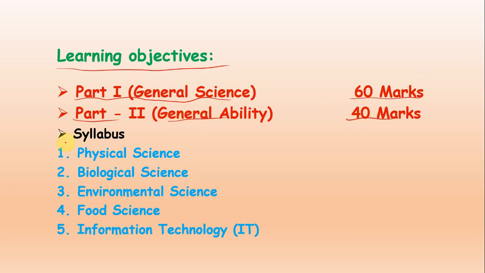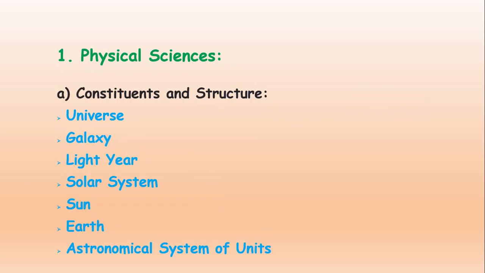Now today we will discuss the syllabus of General Science. There are 5 areas when we are discussing General Science. Number 1 is the physical sciences, number 2 is the biological sciences, number 3 environmental sciences, number 4 food sciences, and then information technology. These are the 5 main areas in General Science. Now we will discuss them one by one in detail.